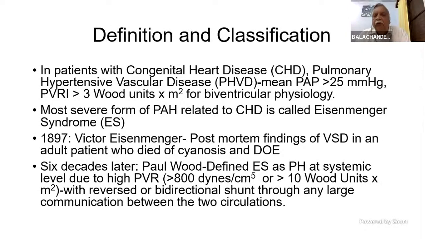So with this, we come to pulmonary arterial hypertension as defined by Eisenmenger or Paul Wood. Then you know that it is actually a mean pulmonary artery pressure more than 25, and a pulmonary vascular resistance index more than 3 Wood units per meter square for a biventricular physiology. And most forms of pulmonary arterial hypertension related to CHD is Eisenmenger syndrome. Next slide.